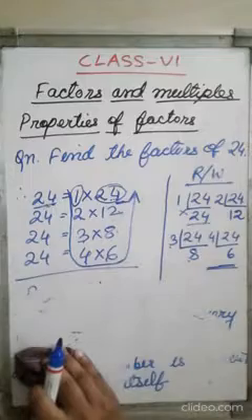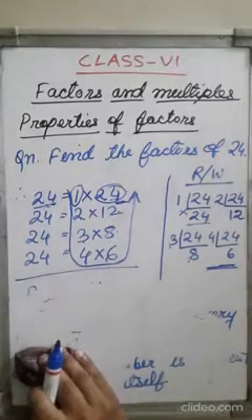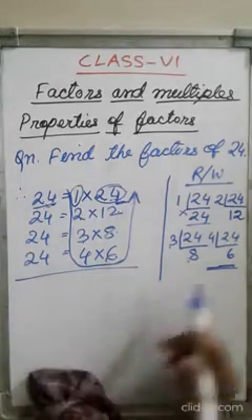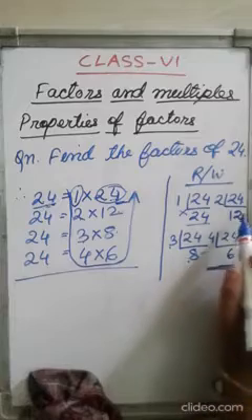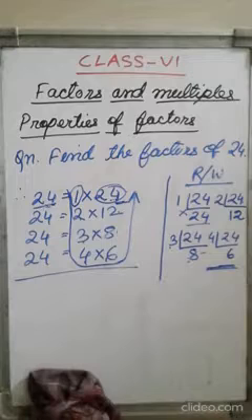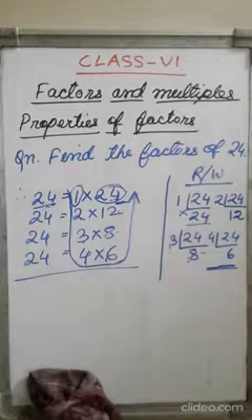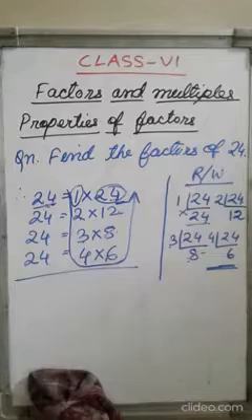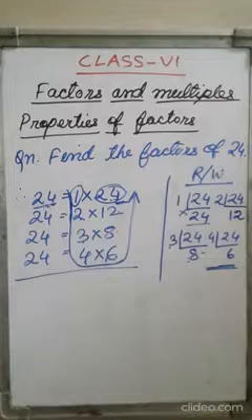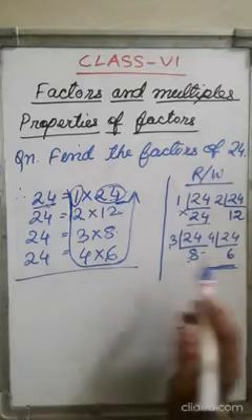Property number 4, every factor of a number is an exact divisor of that number. So if you divide, you can see there is no remainder, you will not get any remainder for any factor of a number after division. And number 5, every number has finite number of factors. You cannot get infinite number of factors. You will have finite numbers of factors for every number.